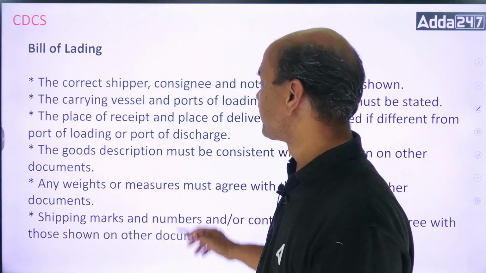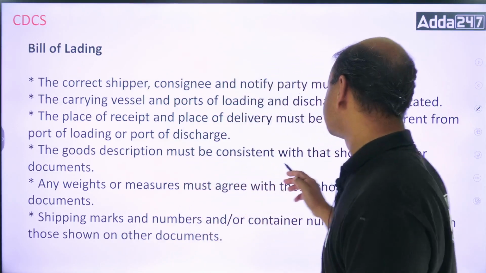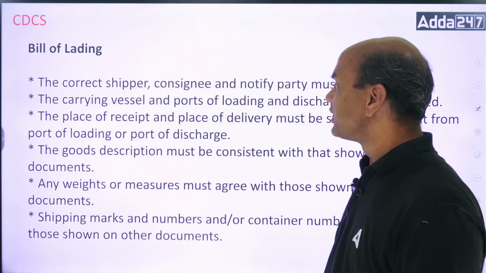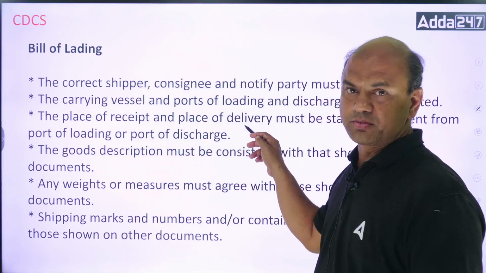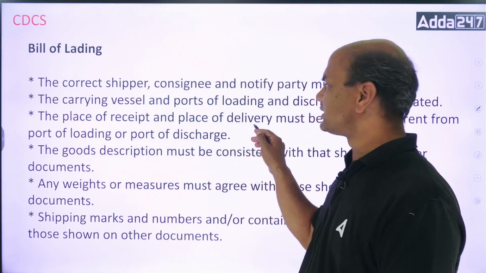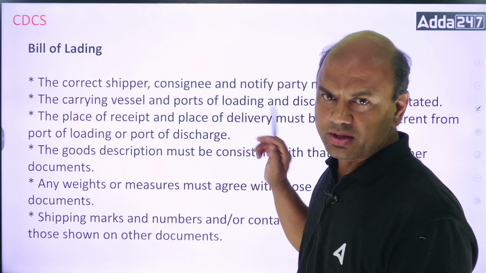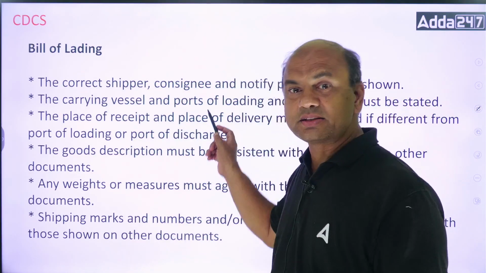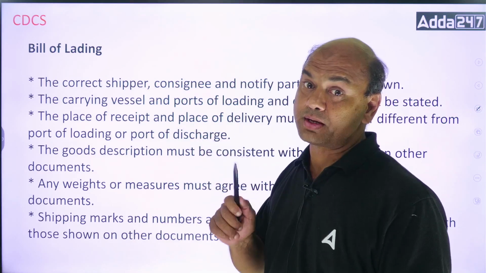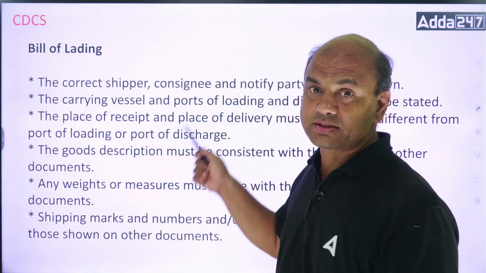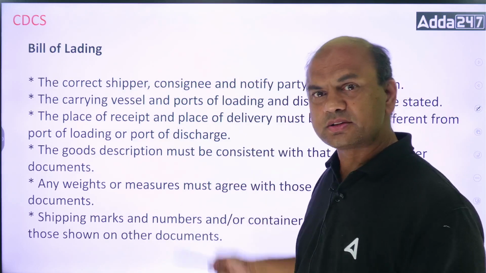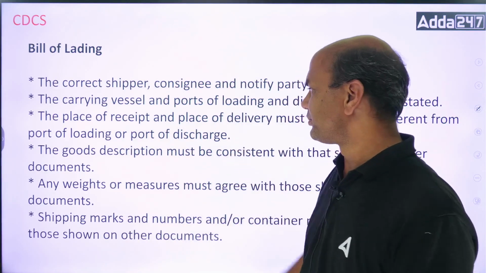The goods description must be consistent with that shown on other documents. Now, place of receipt and place of delivery, we are discussing this point. This is for MTD. If a BL is asked in the LC, then this has no meaning. Pay attention: if BL is asked in the LC, this has no meaning. Clear? If MTD is asked, then this has meaning.